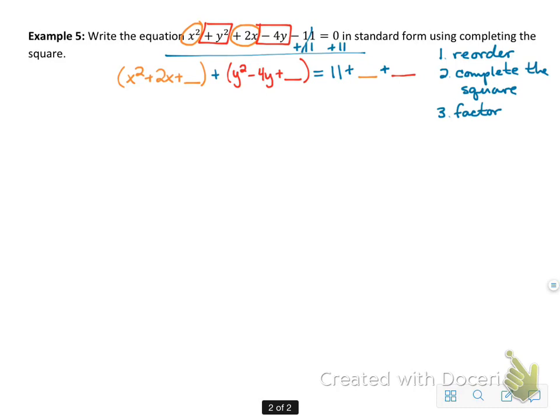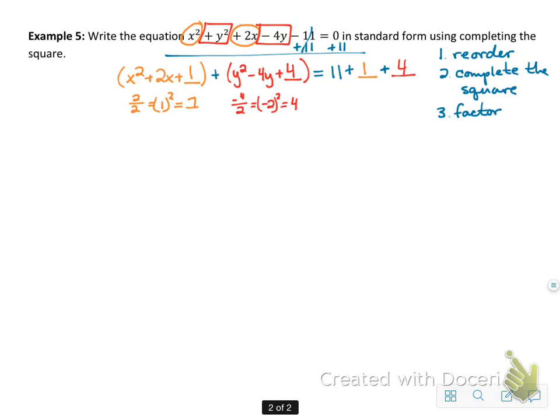So we're having 2 in our orange. So we have 2 over 2, which is 1, and 1 squared is still 1. So we have a 1 here and a 1 here. Then we have negative 4 over 2, because that's that b. Well, that is negative 2 squared is 4. So we have a 4 here and a 4 here.